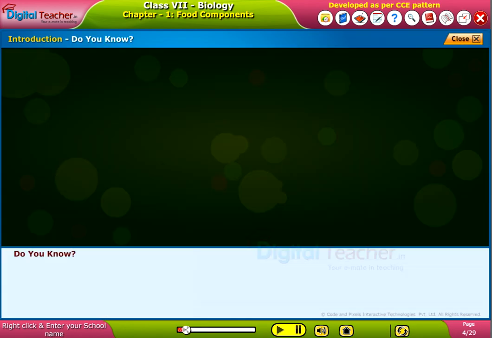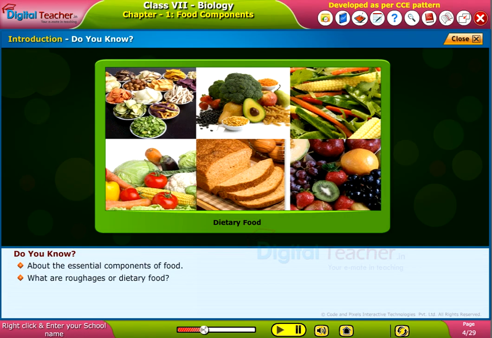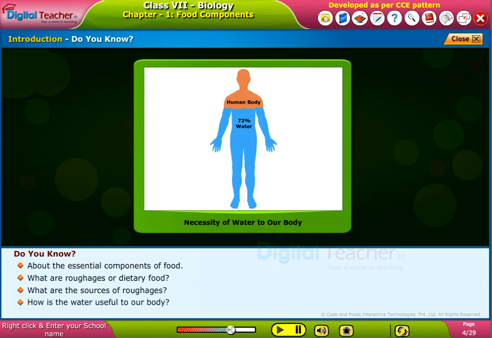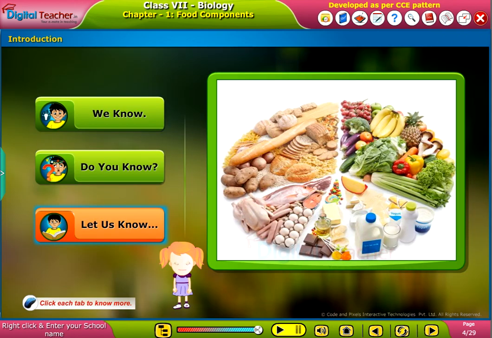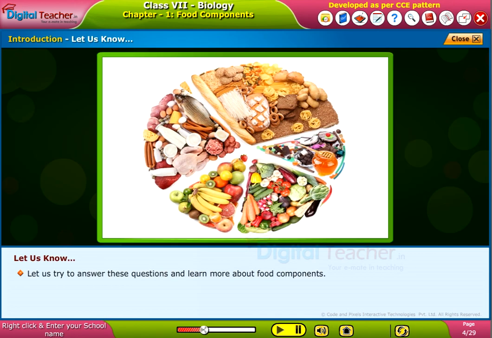Do you know about the essential components of food? What are roughages or dietary food? What are the sources of roughages? How is the water useful to our body? How to maintain a balanced diet? Let us try to answer these questions and learn more about food components.